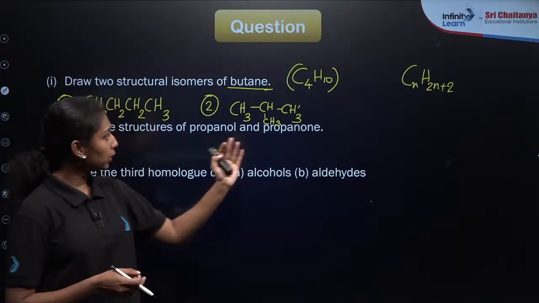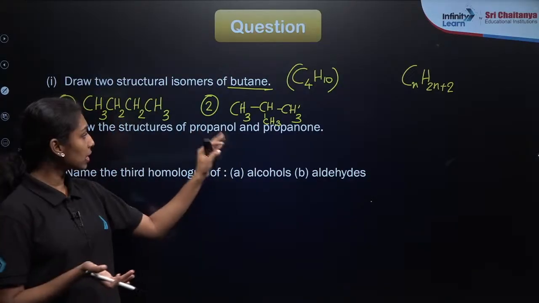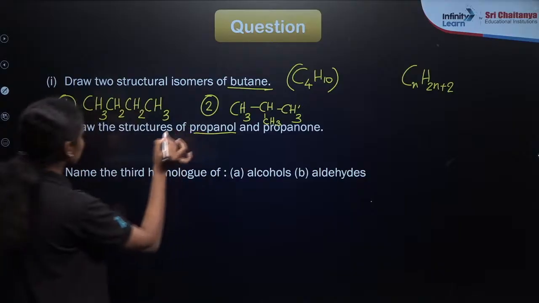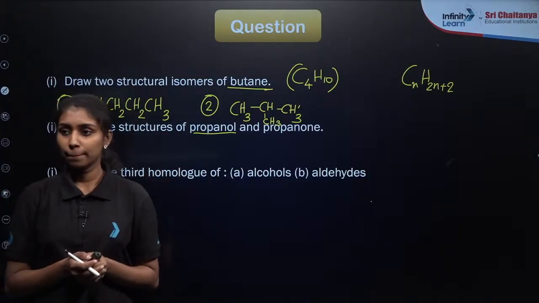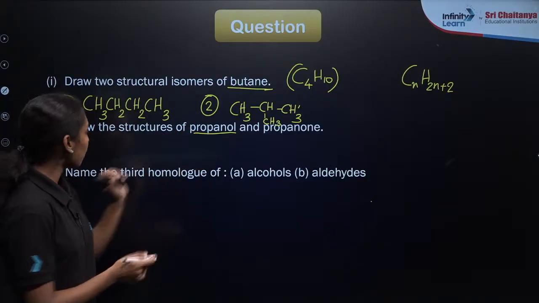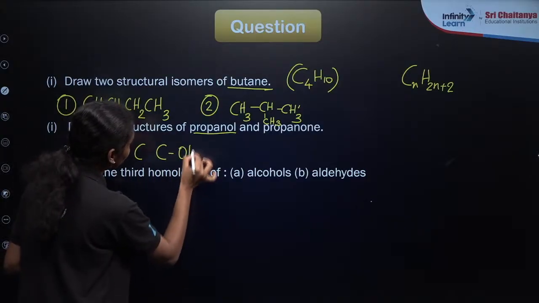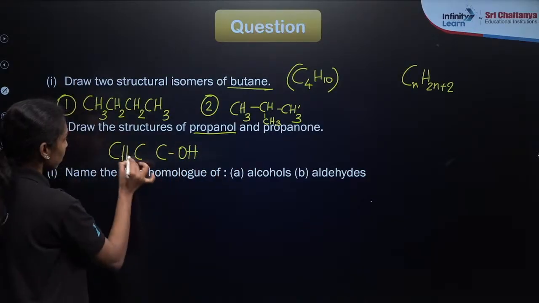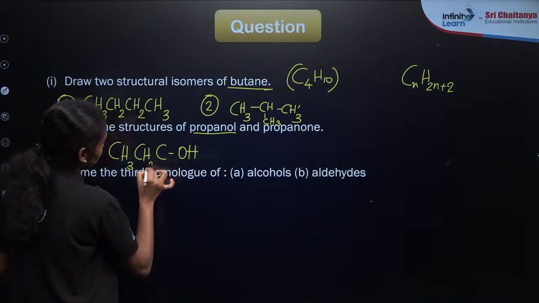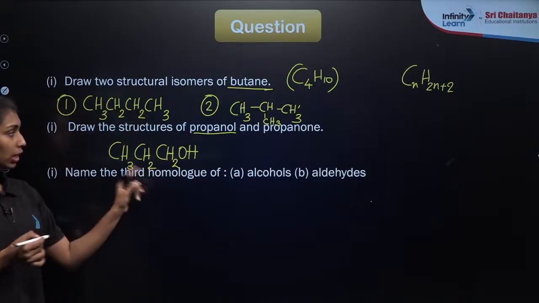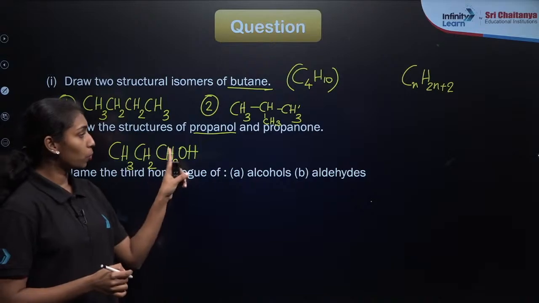Okay, in the case of butane, one is a straight chain structure and another one is a branched structure. Now, our question is what is the structure of propanol? So propanol means a 3 carbon compound, right? A 3 carbon compound having the functional group OH. So I can write the structure here as CH3CH2CH2OH, right? This will be the structure of propanol given here. 3 carbon atoms with the functional group OH.